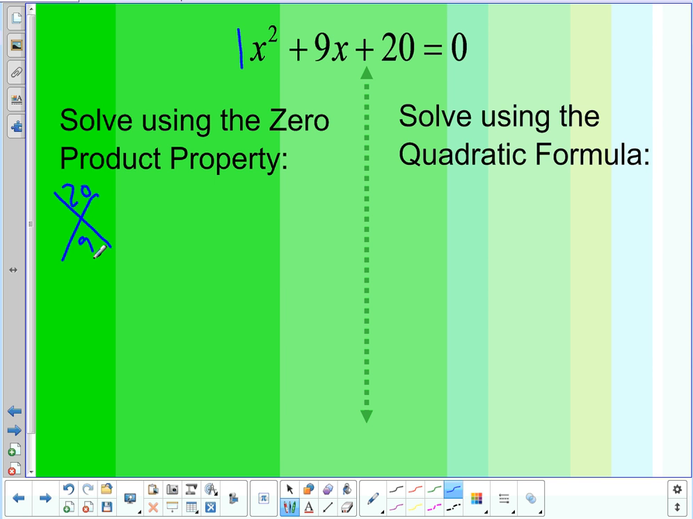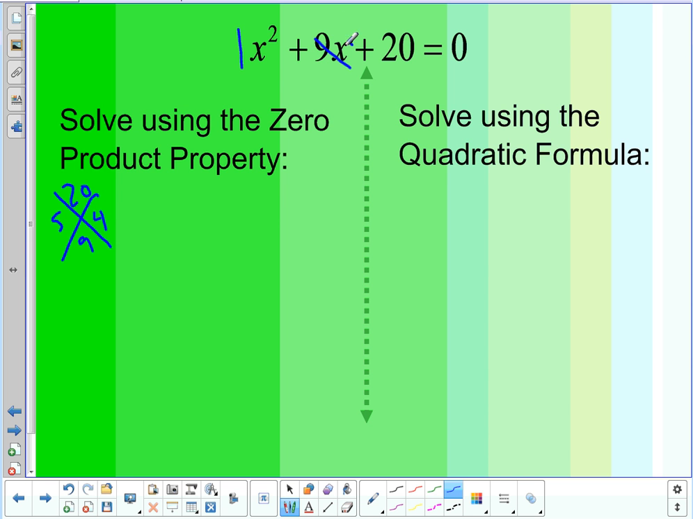If you don't remember factoring, you can always look back and watch some old videos. Check out my YouTube page and you can find some factoring videos. Factoring took place in Unit 4. So the two numbers that are going to help me out here are 5 and 4.